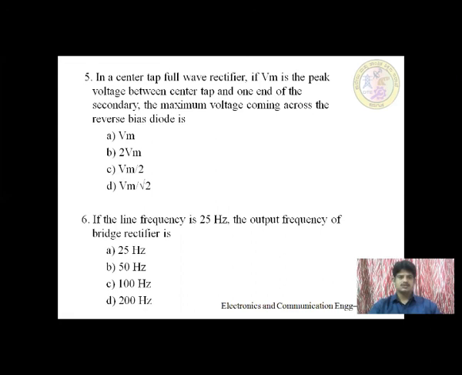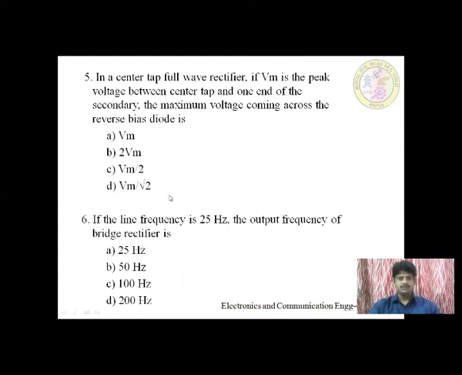Okay. Next question is, in a center tap full wave rectifier, if VM is the peak voltage between the center tap and one end of the secondary, the maximum voltage coming across the reverse bias diode is. It's a center tapped full wave rectifier. For each diode, it will be 2 VM.